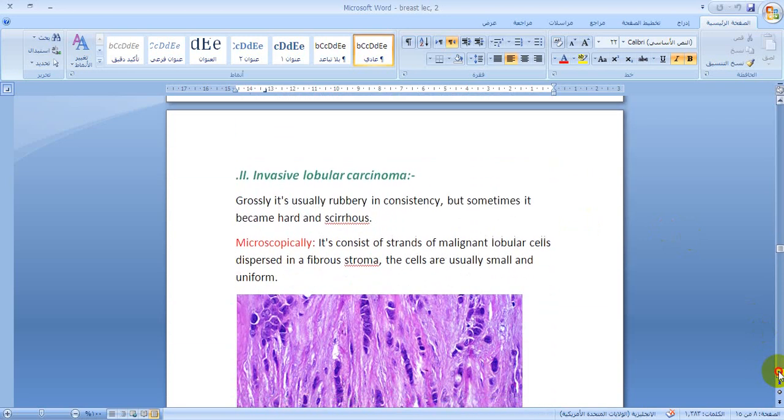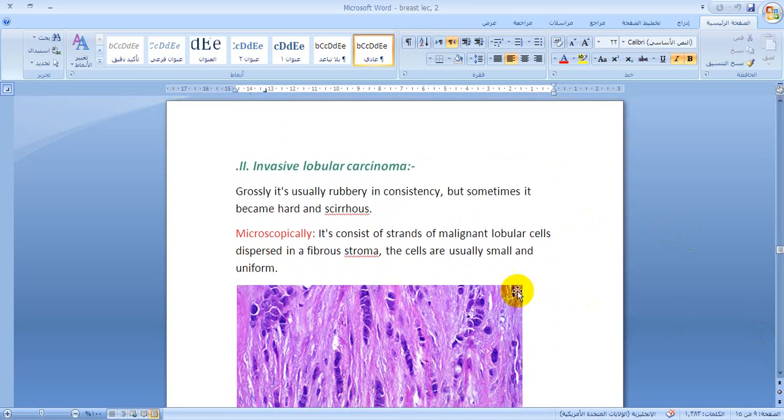Invasive lobular carcinoma. It is usually rubbery in consistency. يعني من نسوي examination للبريست ونلقى الماس موجودة ما نلقاها hard in consistency، نلقاها rubbery مطاطية in consistency. But sometimes it may occur as hard and viscous, but usually it is rubbery in consistency.